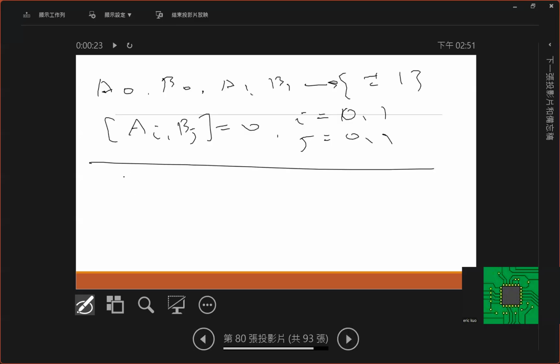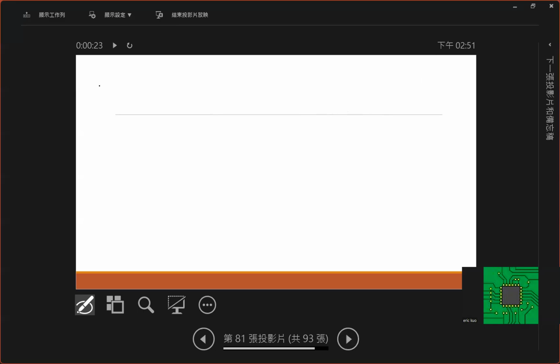Okay, so let me talk about the Bell inequality. This is the Bell expression. Actually, there are a lot of names for it. It's A0 B0 plus A0 B1 plus A1 B0 minus A1 B1. This is the standard textbook way to express the Bell expression.